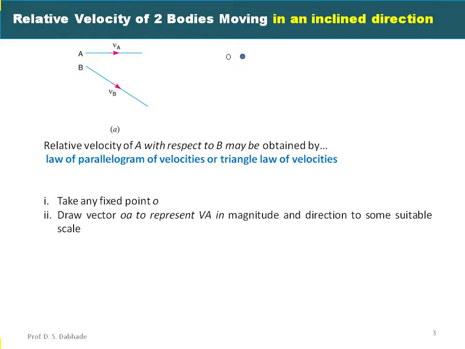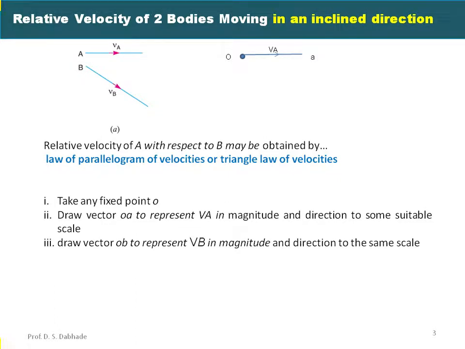Second, draw the vector OA to represent the velocity of A in magnitude and direction, using some suitable scale. I have to consider some scale, and by that scale I can represent the length of the vector. This is the vector OA and it represents the velocity of A. The third point, draw the vector OB to represent the velocity of B in magnitude and direction.